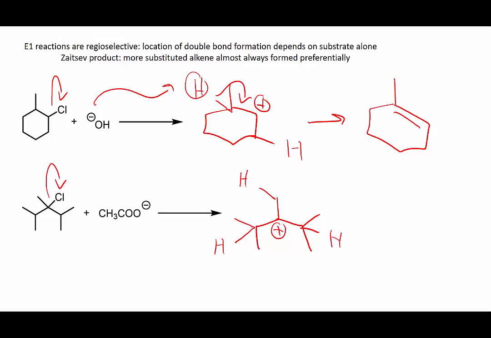After the leaving group is removed, the base will come in, abstract a proton, generating our double bond, which will give us the Zaitsev product, which is the more substituted product. In this case, it will be a tetra-substituted product.